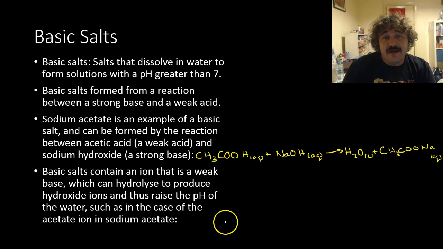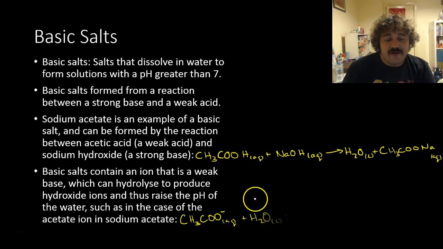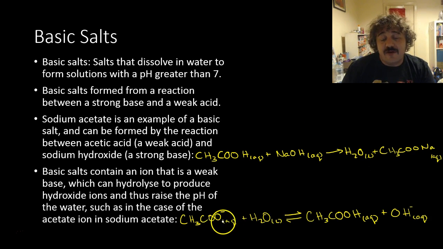Now, this will be a weak base, because it will produce hydroxide ions. So let's have a look how that works. You've got the sodium acetate, in which the acetate ion combines with water, and it strips one of the protons off. So in this case, this is a base, and the water donates a proton to the acetate ion, which actually makes acetic acid. So it donates a proton over here to the acetate ion, making this one here the acid.